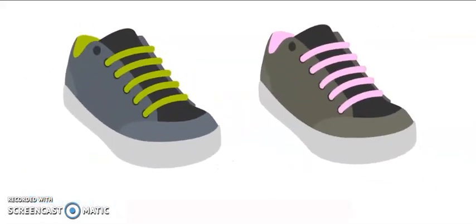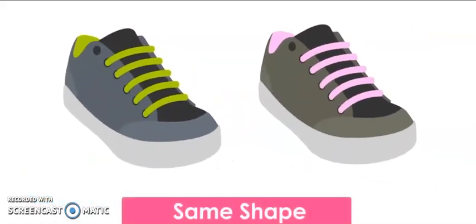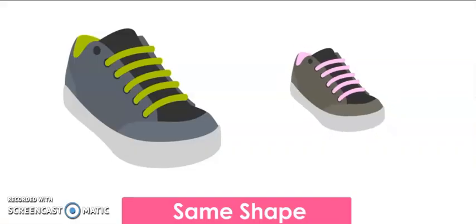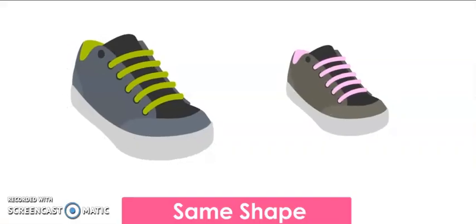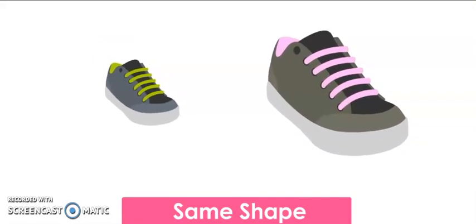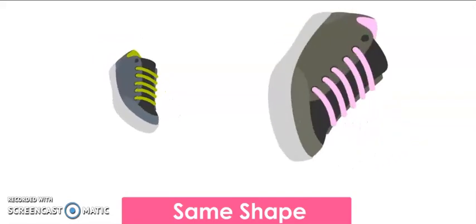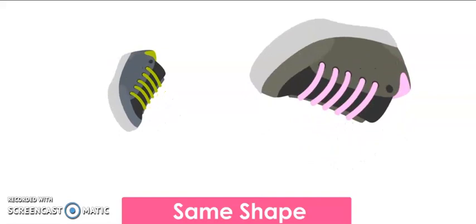Notice that despite being different colors, both images have the same shape. And this is still true even when we change the size by making one larger or smaller. This is also still true when we change the orientation by rotating them in one direction or another. So now as we discuss two figures being similar, we are going to focus on whether or not they have the same shape.